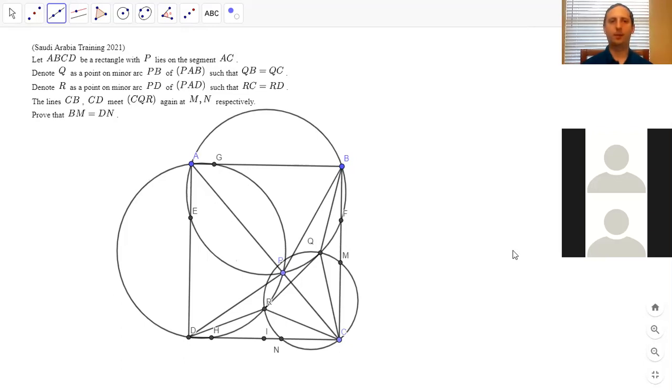All right, let's spend 10 more minutes on this and then we can move on to the next one. Maybe come back to it later. Actually, I never thought about doing the power of M with respect to this circle. Because I could do MF times MB and NH times MD.